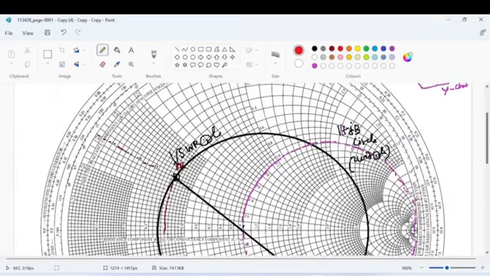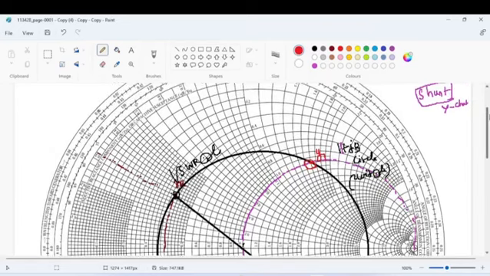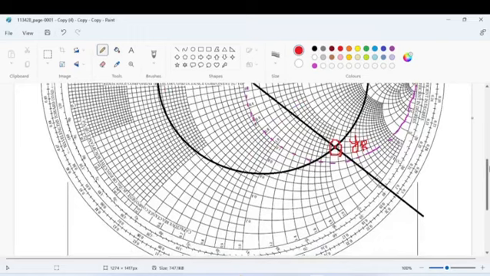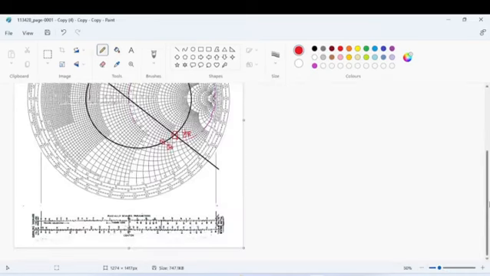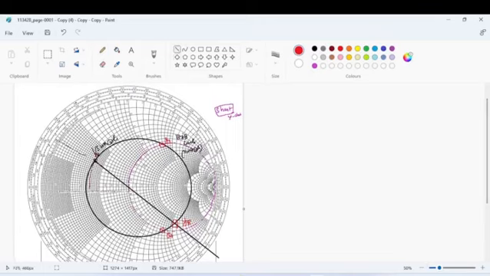Now we have to locate two points. The VSWR circle and the 1 plus jB circle intersect at two points. The upper one is y1, and the lower one is y2. Always this is y1 and this is y2. The next step is to extend from the center towards y1. Similarly, from the center towards y2, draw a straight line.